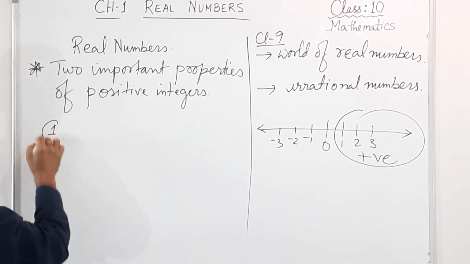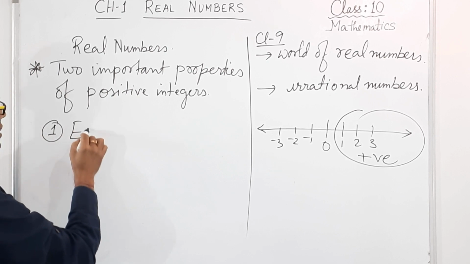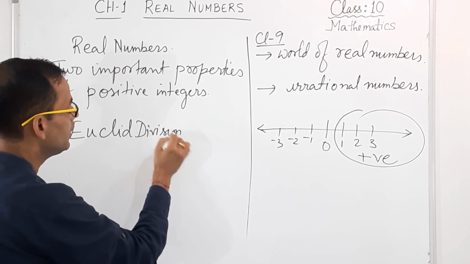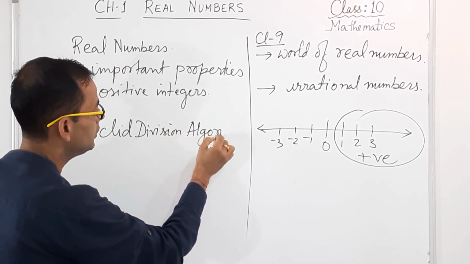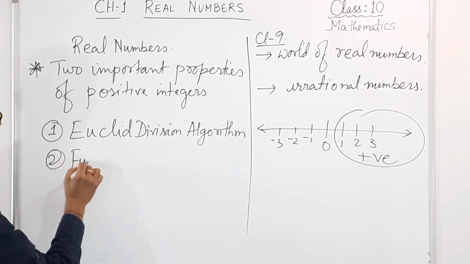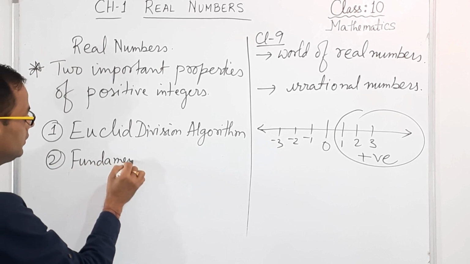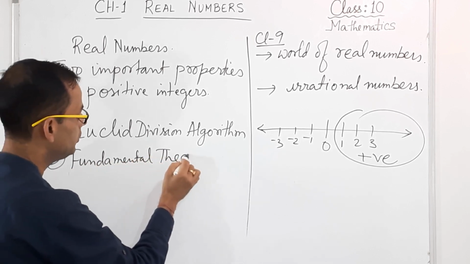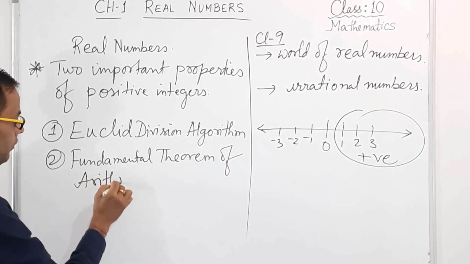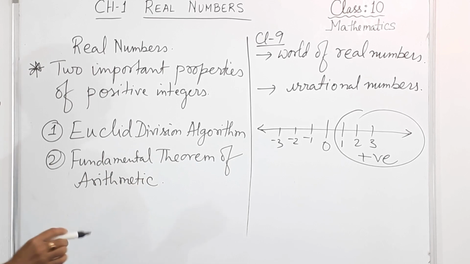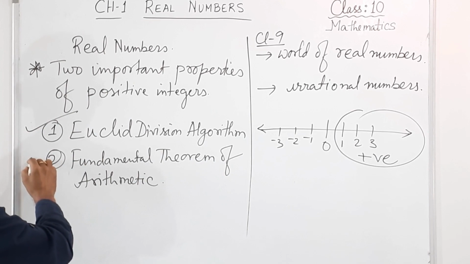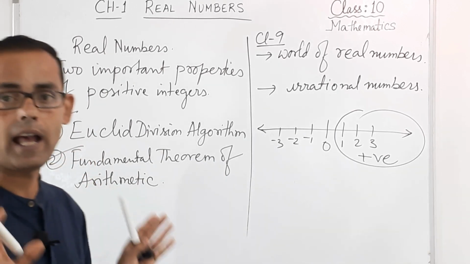And what are those two important properties? One is Euclid's division algorithm, and the second one is the fundamental theorem of arithmetic. So in class 10, we will focus on Euclid's division algorithm and the fundamental theorem of arithmetic.